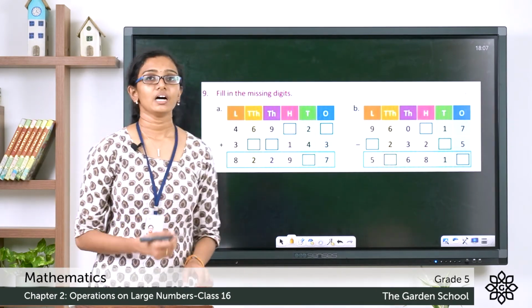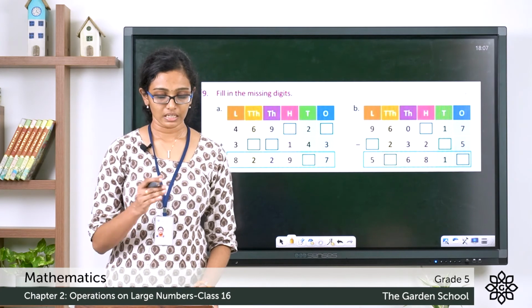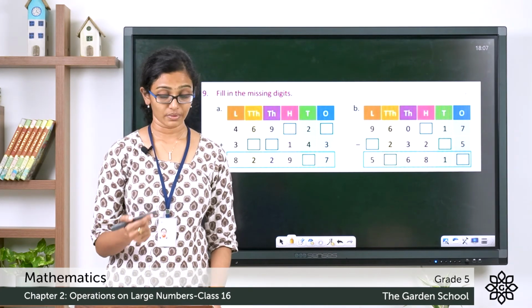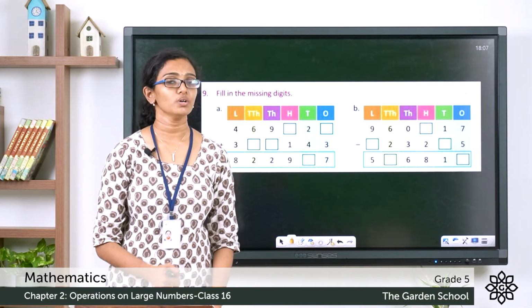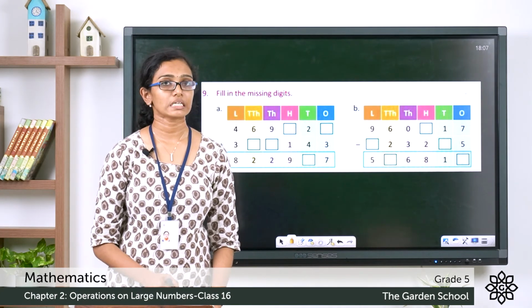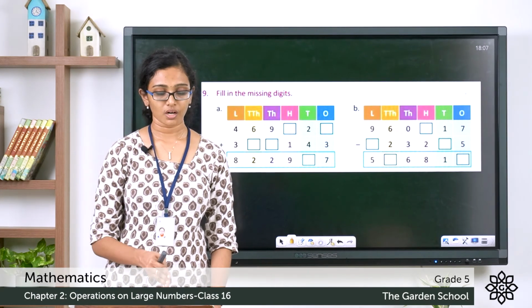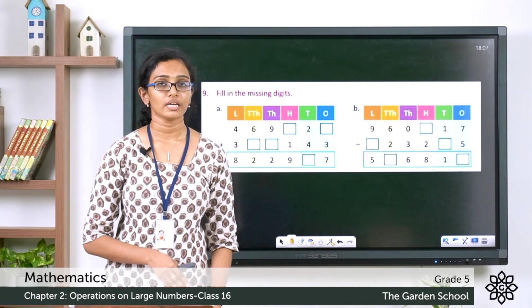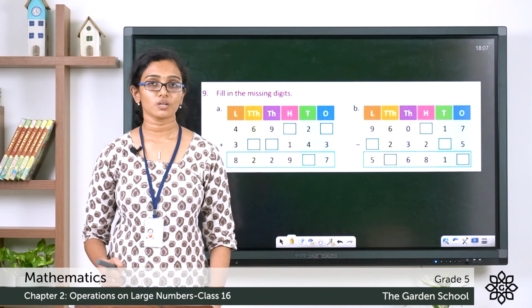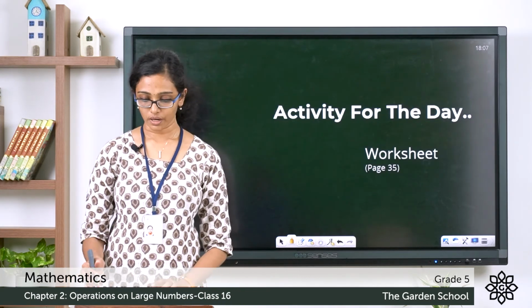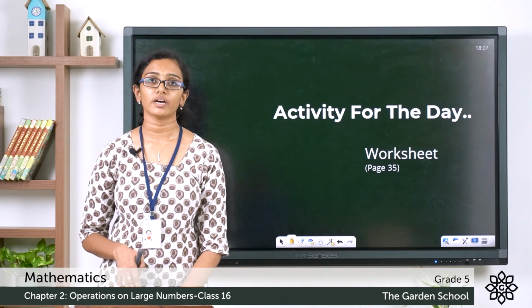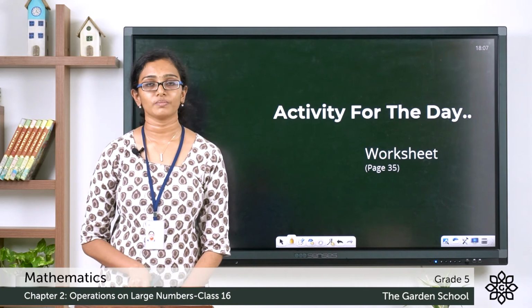So we have been discussing the questions given in the revision station page of chapter 2. I hope all the concepts in chapter 2 are clear to you. Please go through all the topics once again and work out all these questions in your notebook. And after that, on page number 35, you can see a worksheet. Please go through that also and do all the questions from that.